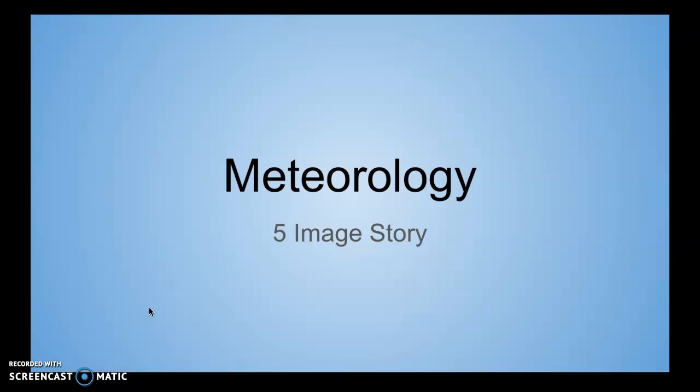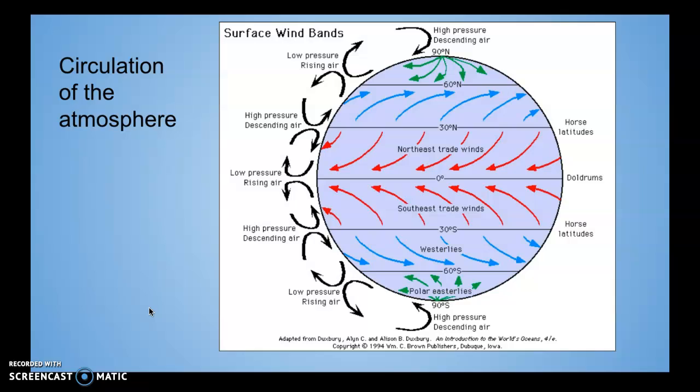So this is my 5-image meteorology story. So first we have the circulation of the atmosphere. As seen in the picture, hot air rises in the tropics. It moves north or south. It descends and returns in the equatorial Hadley cells.